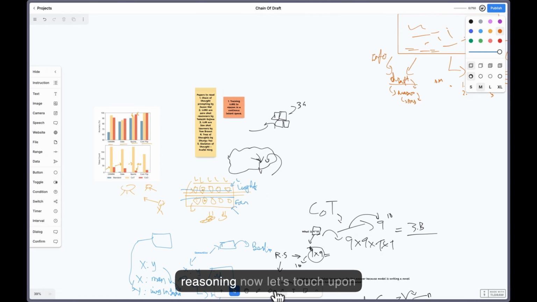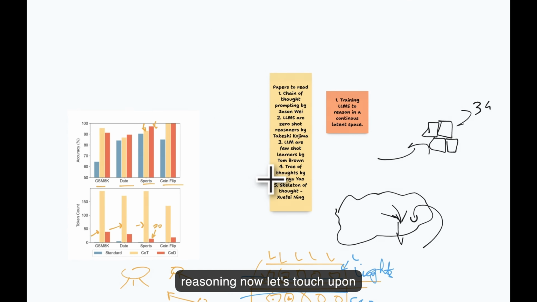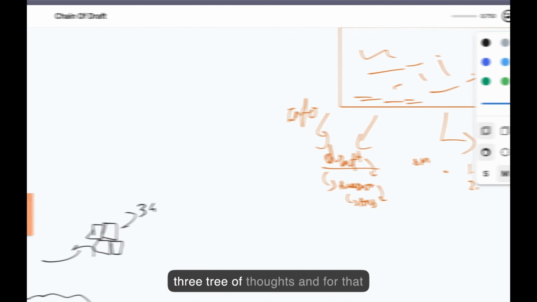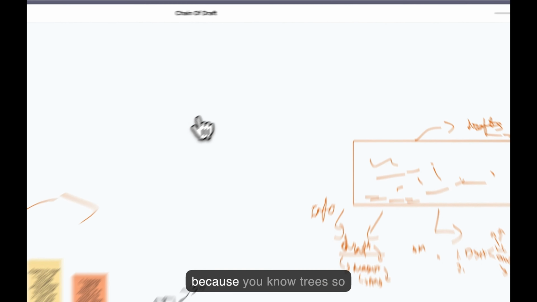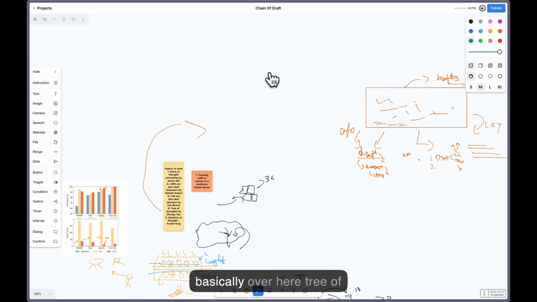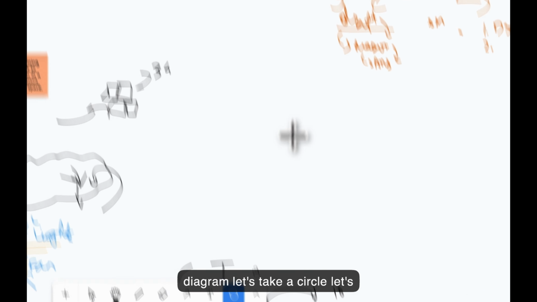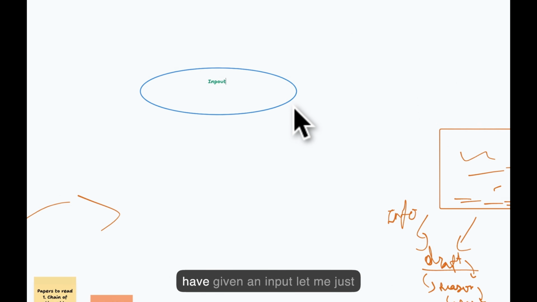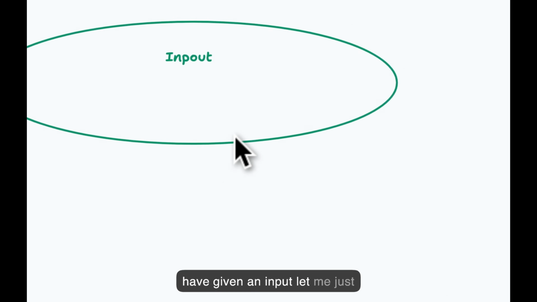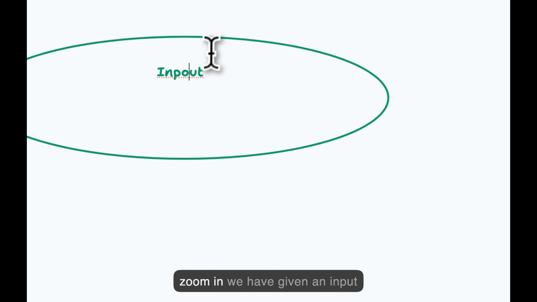Now let's touch upon tree of thoughts, and for that we'll use a dark green color because trees. So basically over here, tree of thoughts is, if I can draw a diagram, let's take a circle. Let's say we have an input over here. We have given an input.